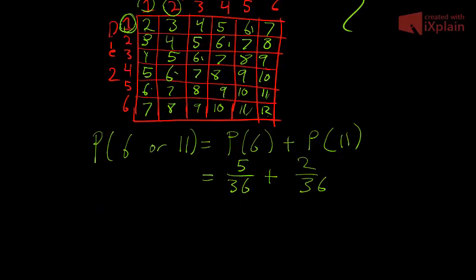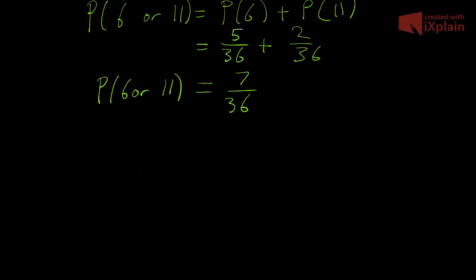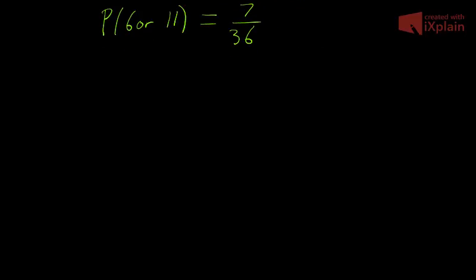And because these are mutually exclusive, I can just add them. 5 plus 2 is 7. I'm going to end up with 7 over 36. And that will be my final answer for the probability of 6 or 11. So I know you're thinking, this is too easy. There has to be a catch somewhere, and that catch comes with inclusive events. So I want to talk to y'all a little about inclusive events and what that is going to look like.